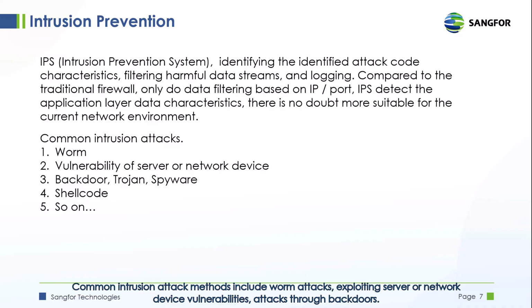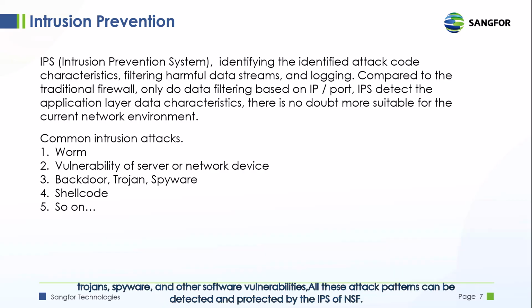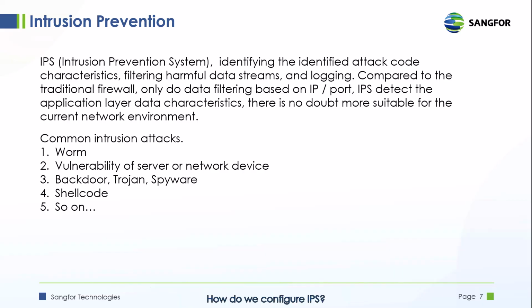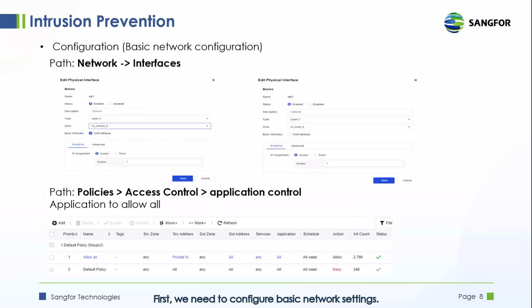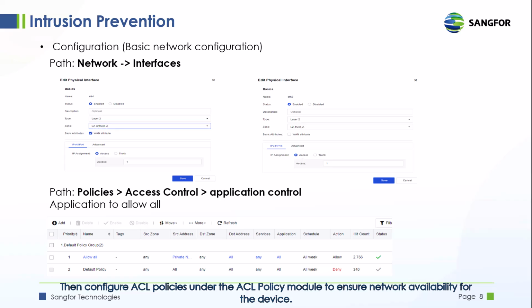Common intrusion attack methods include worm attacks, exploiting server or network device vulnerabilities, attacks through backdoors, Trojans, spyware, and other software vulnerabilities. All these attack patterns can be detected and protected by the IPS of NSF. How do we configure IPS? First, we need to configure basic network settings, such as network interfaces and network zones under the network module. Then configure ACL policies under the ACL policy module to ensure network availability for the device.